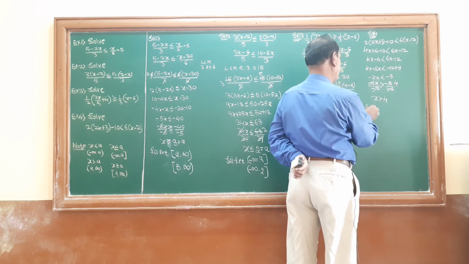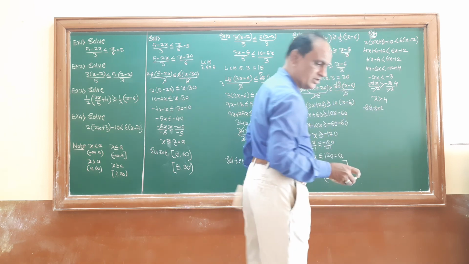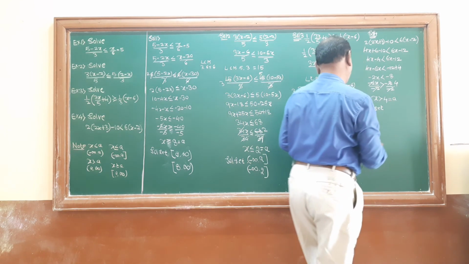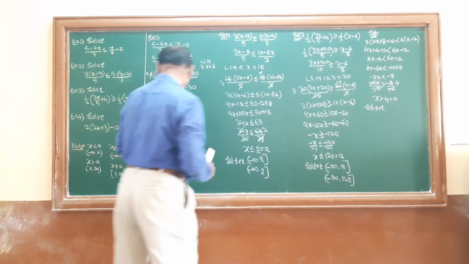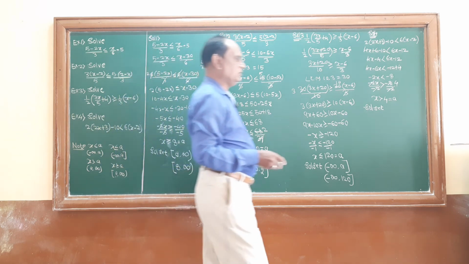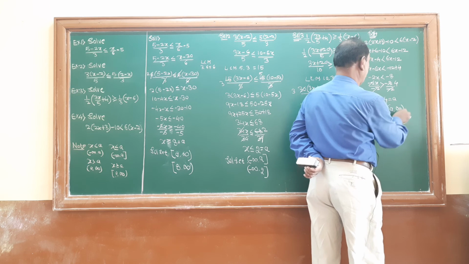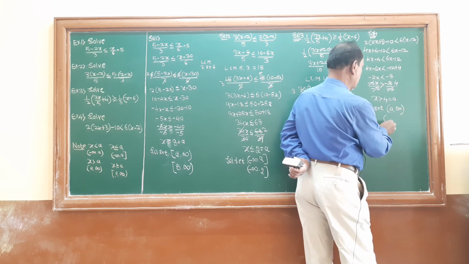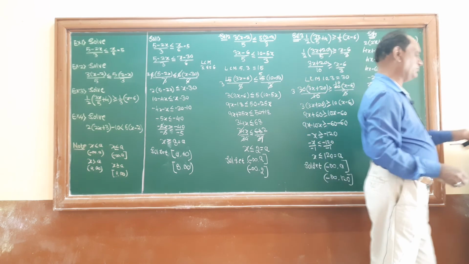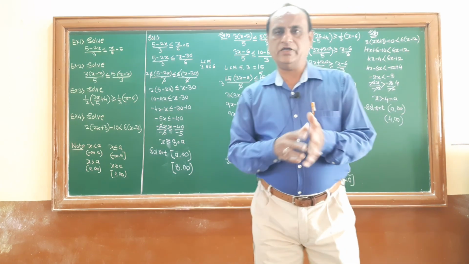Then you have to write the solution set. Solution set: x is greater than 4. Suppose this is a, x is greater than 4. x is greater than a means open interval, so that is a to infinity. Open interval, a to infinity. A means 4, so 4 to infinity. So that is the fourth example.